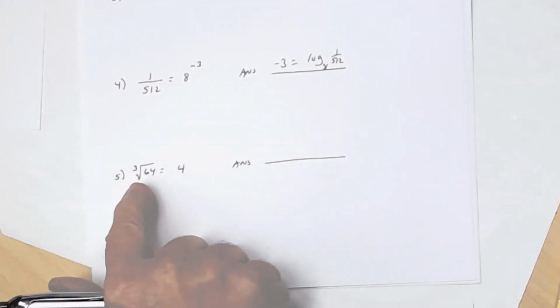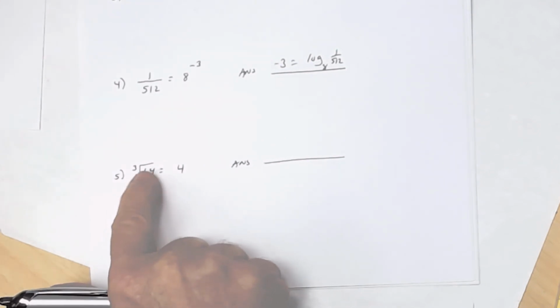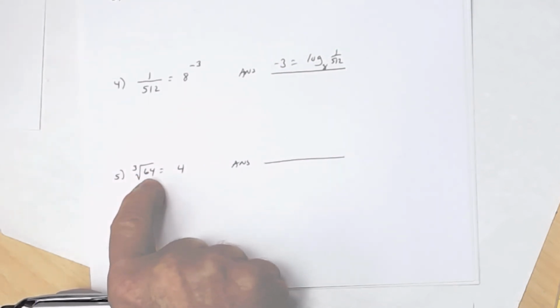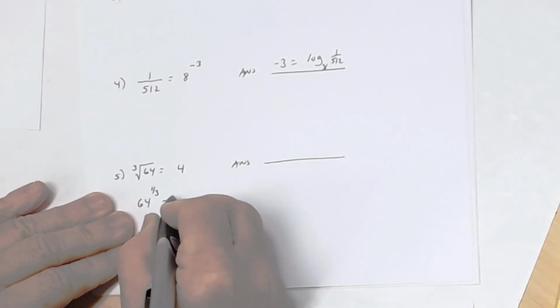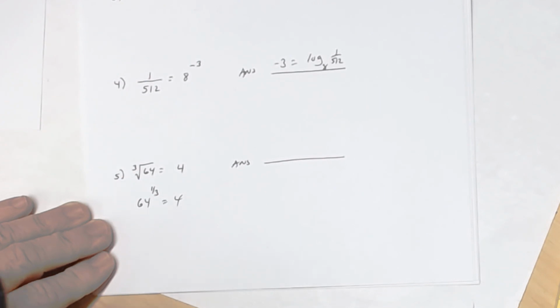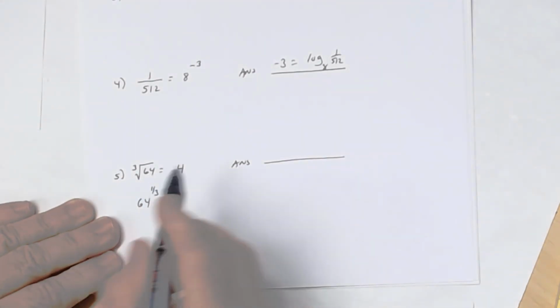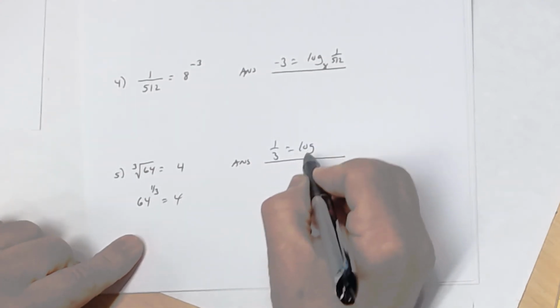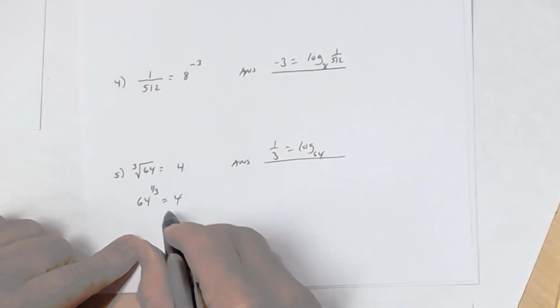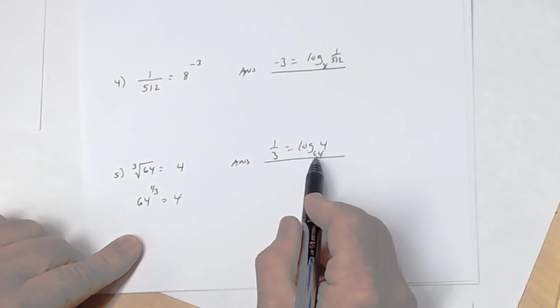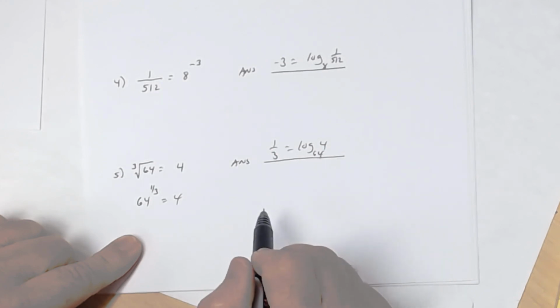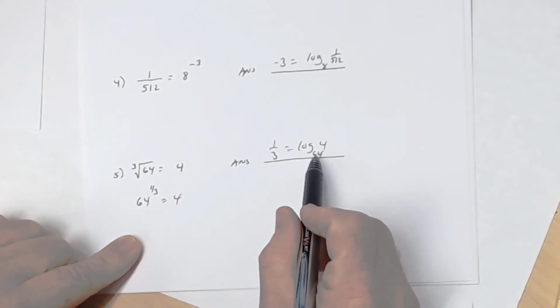Now over here, you might say, well, I don't see an exponent here, but remember something. This is radical notation, the cube root of 64. Radical notation, you can always write as a rational exponent. So the cube root of 64, I can write as 64 to the 1/3. And now I have my exponent. My exponent is 1/3 equal log. Your base is 64. And then my argument is 4. So 1/3 equals the log of 4 base 64, or 1/3 equals the log base 64 of 4. All right, just make sure that those bases look like a subscript.